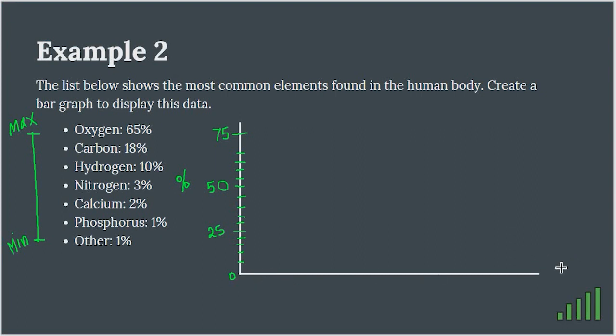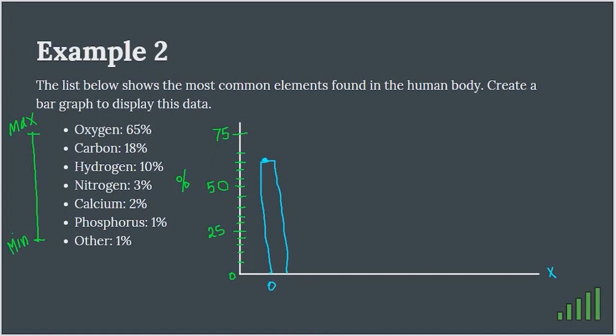So along the x-axis, we're going to list the different elements. Up first is oxygen, and oxygen had 65%. So this was 50, 55, 60, 65. And we are making bar graphs, so I'm going to make a bar all the way up there.